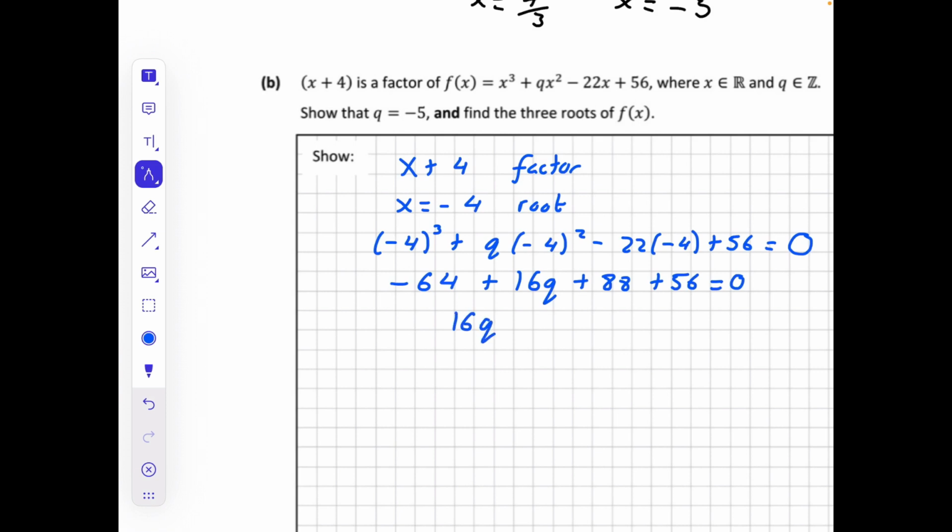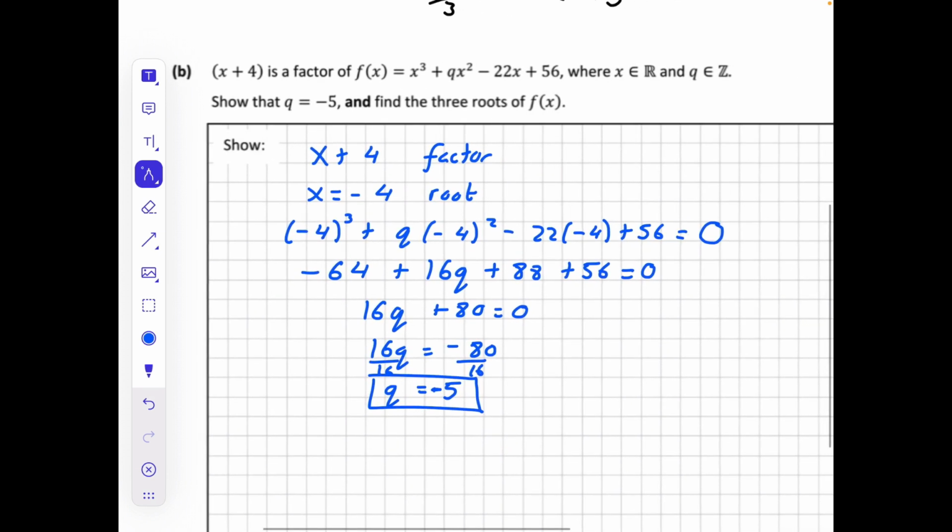Tidy that up, so that will give us 16q. When you add those up, that'll give you plus 80 is equal to 0. Now just solve for q, so 16q is equal to minus 80. Divide both sides by 16. So negative 80 divided by 16, we're going to give me q is equal to 5, which is what I was looking for. Sorry, q is equal to minus 5 even. Minus 80 divided by 16 gives you minus 5. Okay, they told us what the answer should be. They told us that q is equal to minus 5. We got out minus 5. Okay, just very important there.